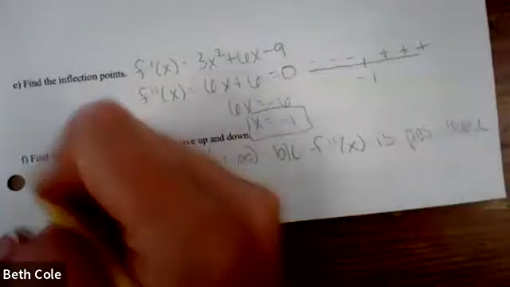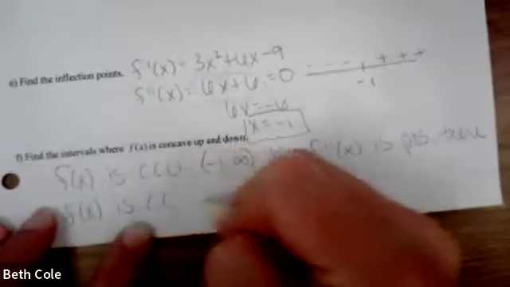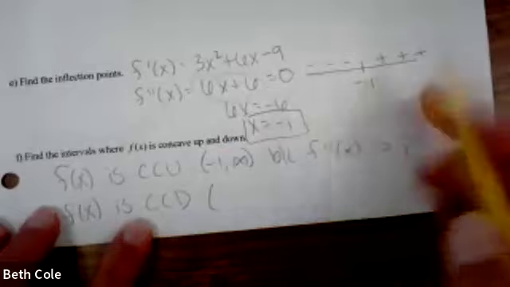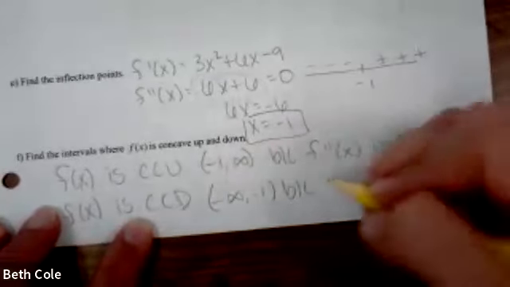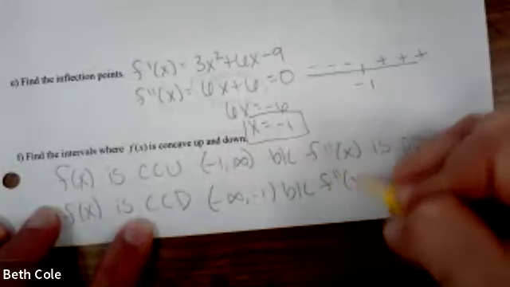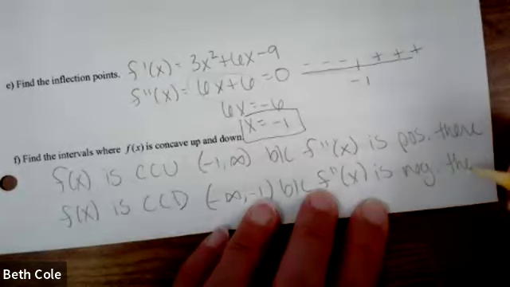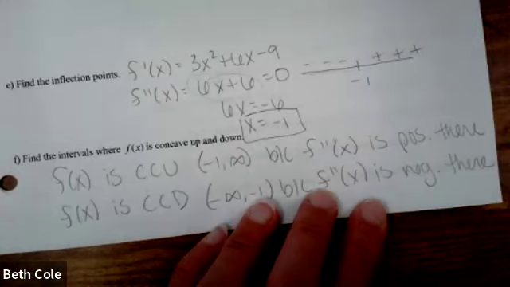All right, and then we're gonna do the sibling sentence. F of x is what? Concave down where? Negative infinity to -1, because who's your source? Double prime is negative there. Yes.